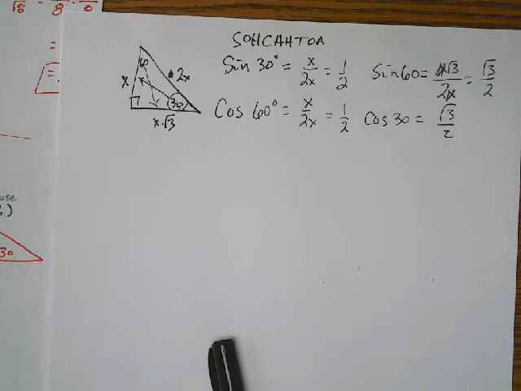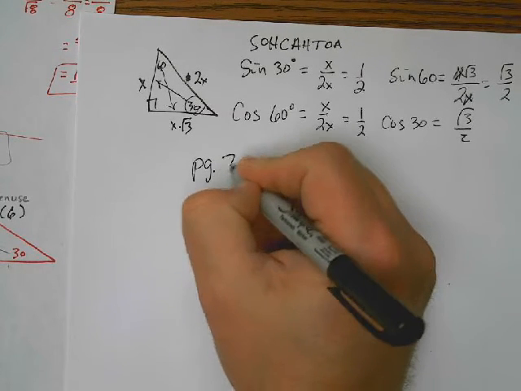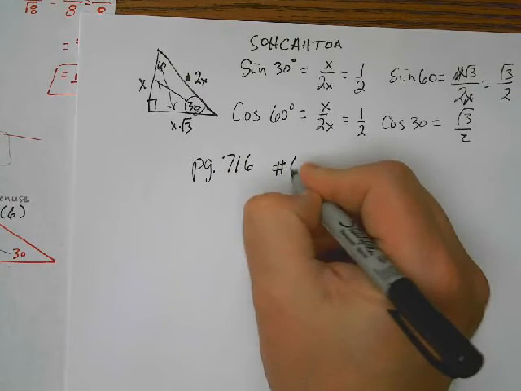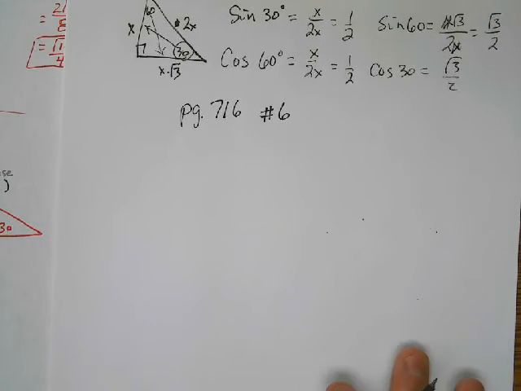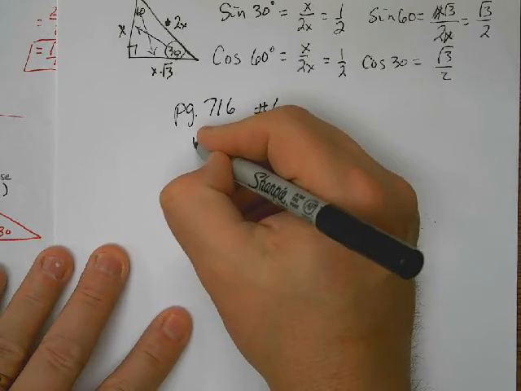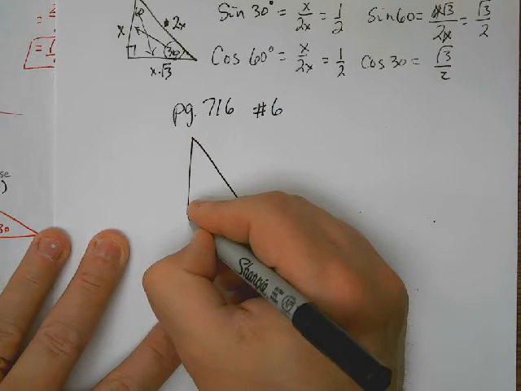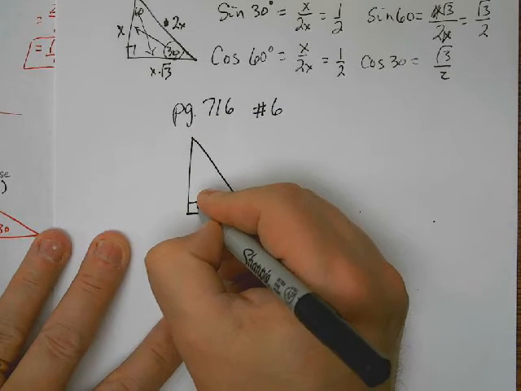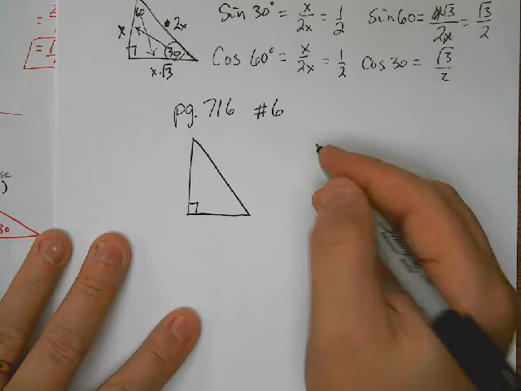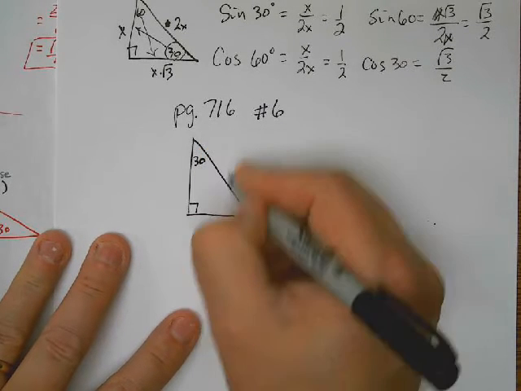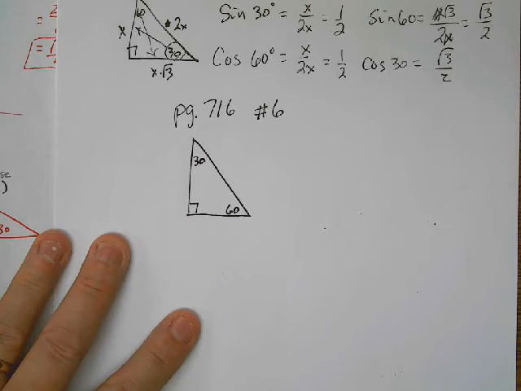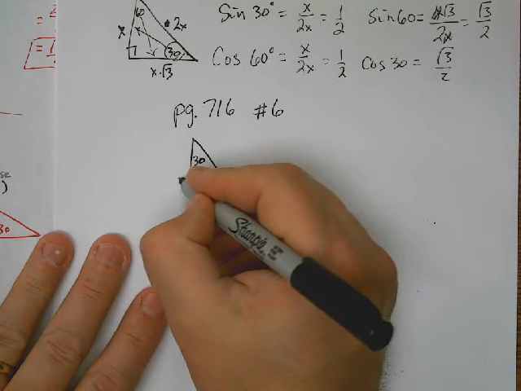Let's turn to page 716, number 6. Everybody in your book, page 716, number 6. As you're opening, I'm going to recreate the diagram or the picture. There are 6 parts to a triangle, 3 angles and 3 sides. They already give us the 3 angles, 30, 60, 90, and they actually give us the long leg.